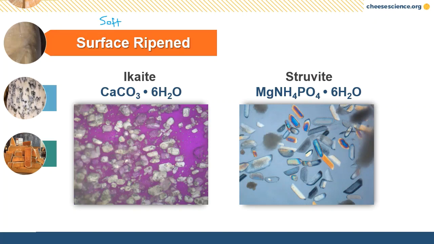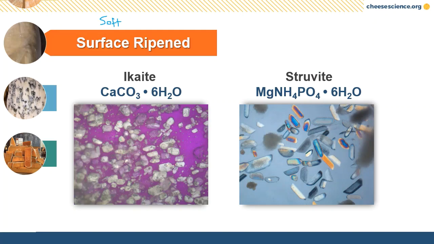And we find two main types of crystals in surface ripened cheeses. We find a crystal called Eichite and a crystal called Struvite. There's also another one I didn't mention here, which is Calcite, which is just a different form of Eichite. But Eichite's the one we find very often. It seems to be, at least for the ages in which we get the cheese, the common one. You get them really young, maybe you find more calcite, or maybe very old, you find more calcite rather. But Eichite, as you can see here, is a calcium carbonate hexahydrate crystal.